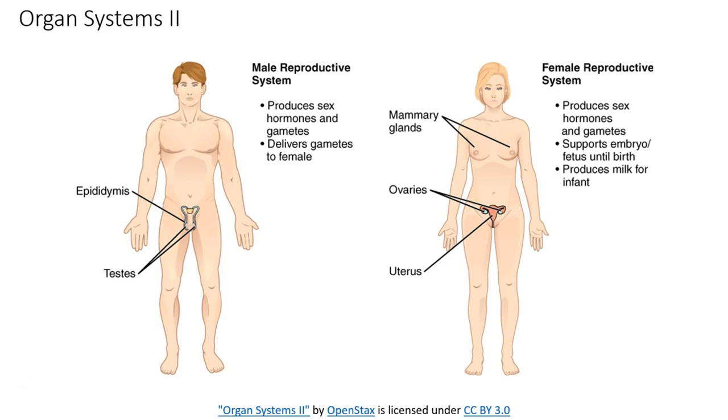For XY makeup, we have the epididymis and testes as the main two organs in that system. There are some extra ones we'll go into more detail about later. And then for that XX reproductive system, our mammary glands, ovaries, and uterus are the main structures performing these different actions. All right, so that wraps up the first of our Chapter 1 lecture videos.